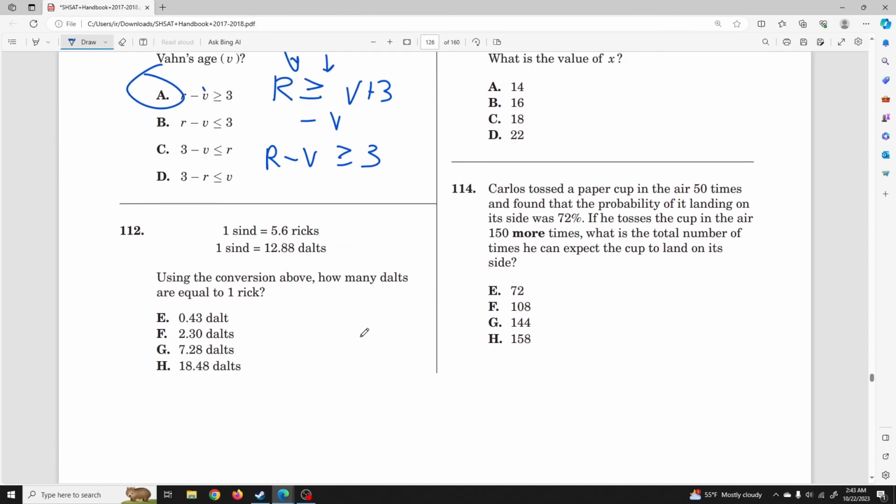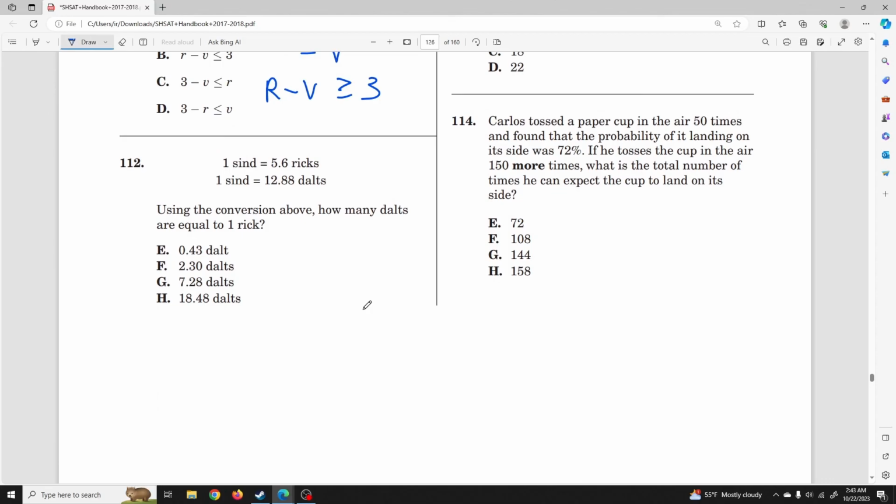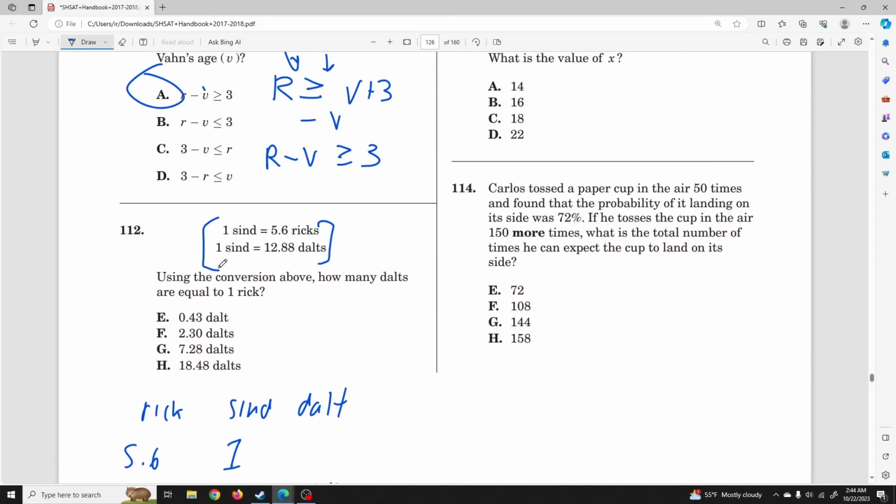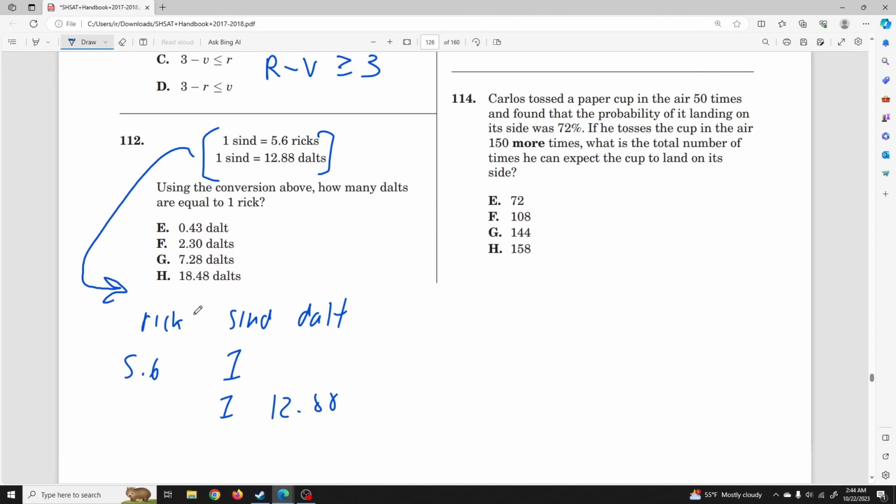All we did here was we wrote our own formula and then we just adapted it to their form. So 122 is asking us, using the conversion above, how many adults are equal to 1 Rick? So here I'm just going to write it out. Rick, sinned, adult, right? This is the same thing as one of these 3 ratios. We know that 5.6 Ricks is equal to 1 sinned, and that 1 sinned is equal to 12.88 adults, right? This is the same thing as this, just reformatted differently.